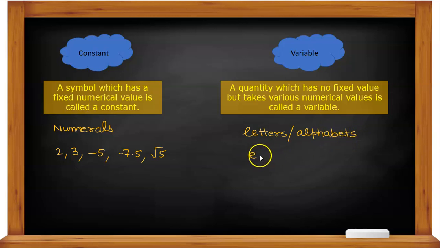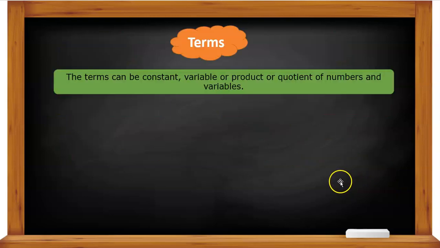For example, like X, Y, Z, like P, Q, R, etc. They all are variables. Right? Let us move ahead. Now we will talk about terms. What are the terms? Terms can be a constant, variable, or the product or quotient of number and variables. How? Let me tell you.